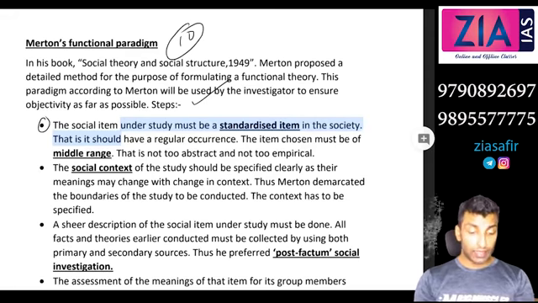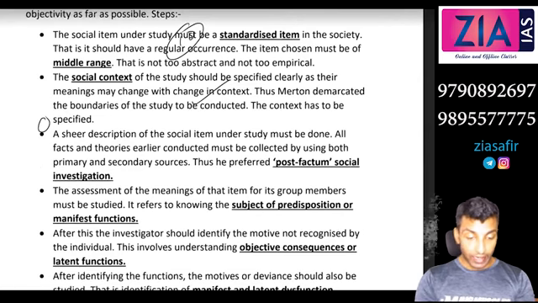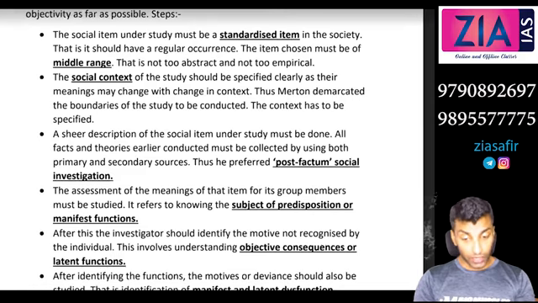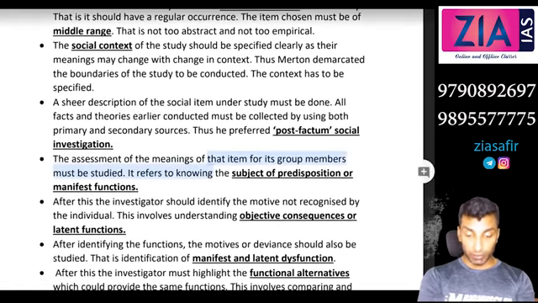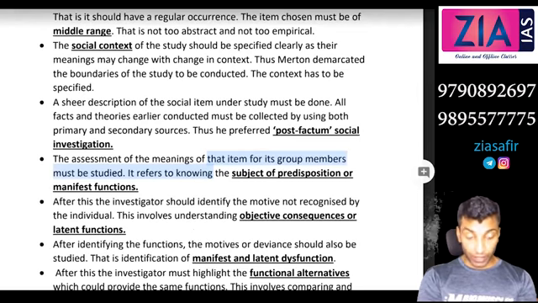Okay. Next, the social context of the study should be specified clearly, as meanings may change with a change in context. Thus, Merton demarcated the boundaries of the study to be conducted.